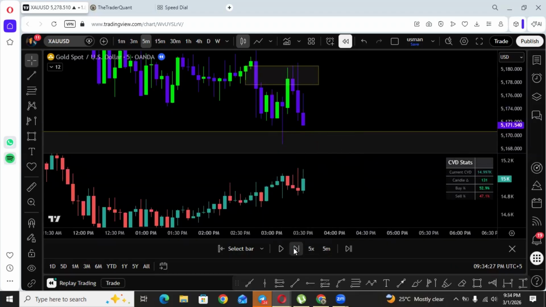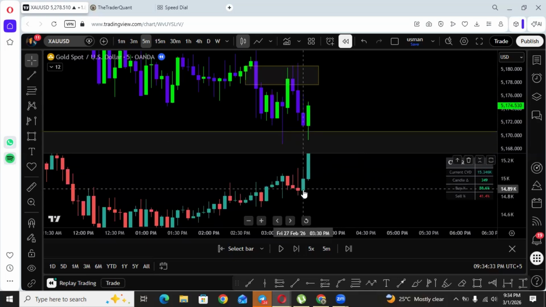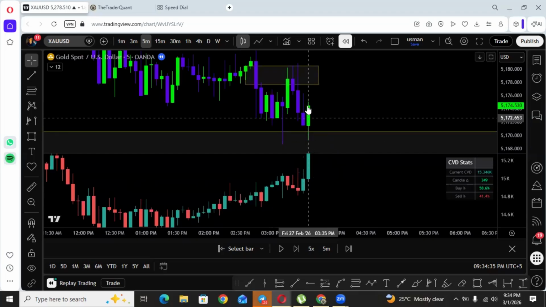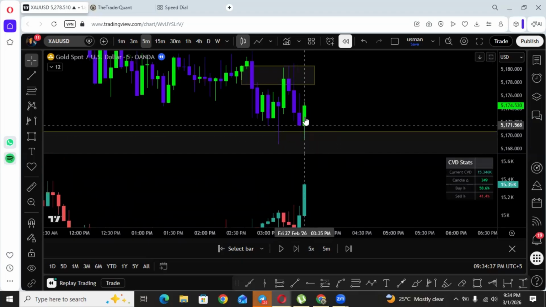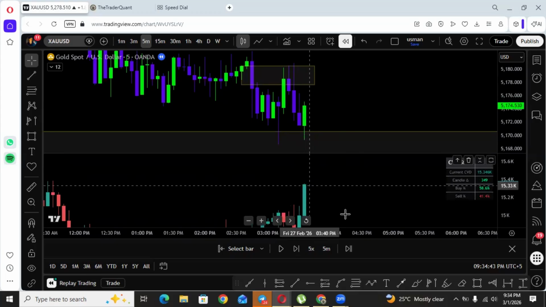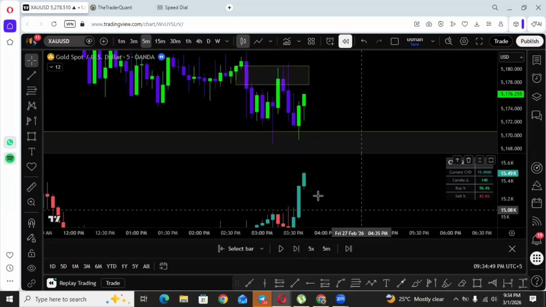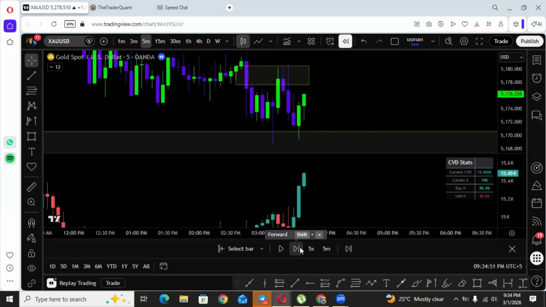Let's see where the price will go. Price will go buy because they were buying at this point. At this candle, they were buying. Price will go buy, and on this buying candle they had also put their buying orders. You can see where the price will go next. Buy. They are also putting their orders back.